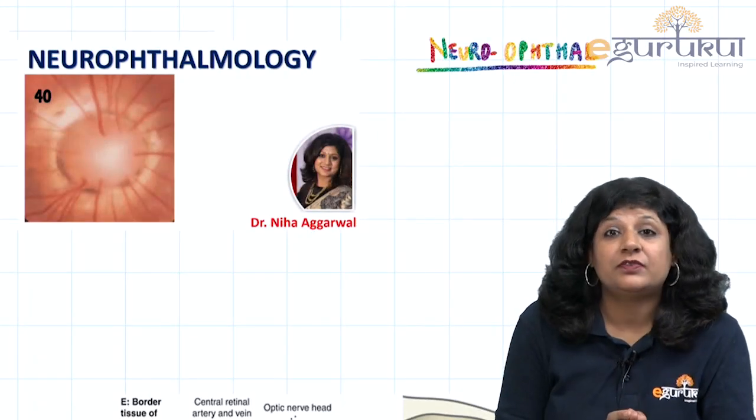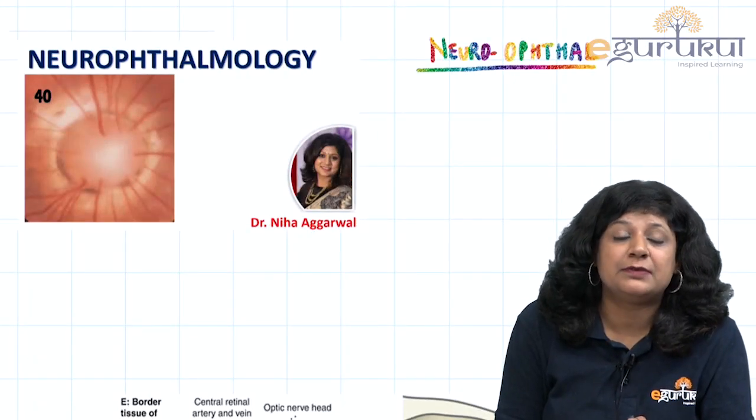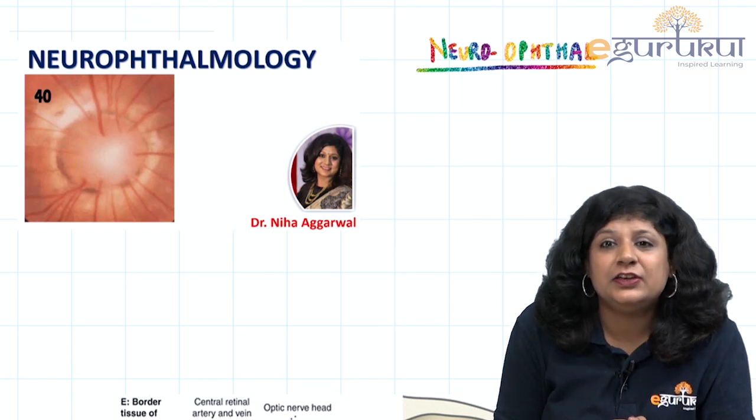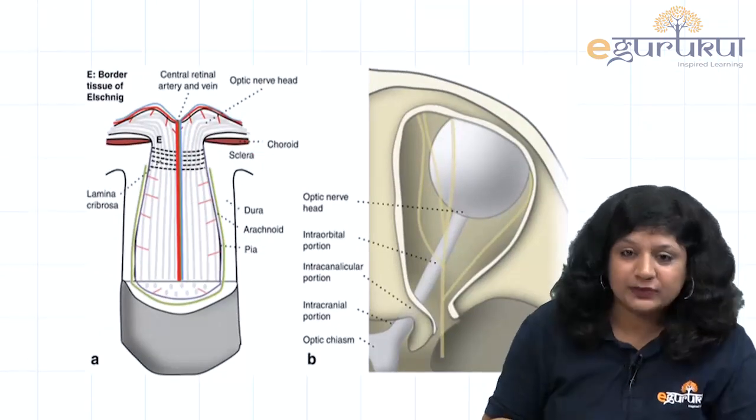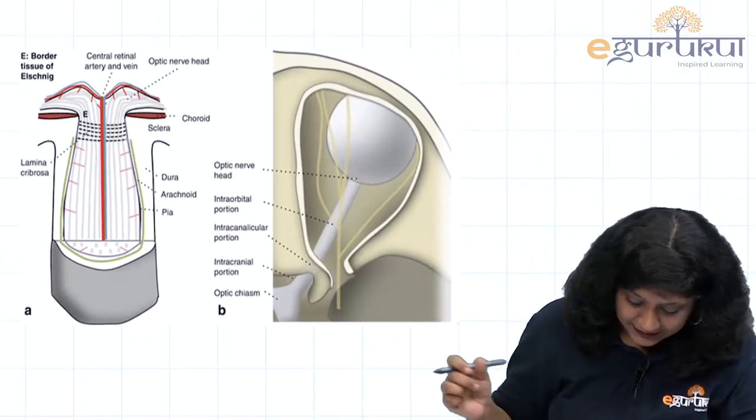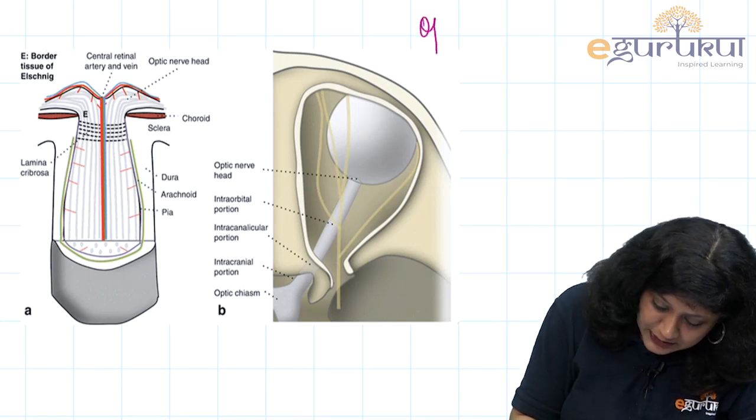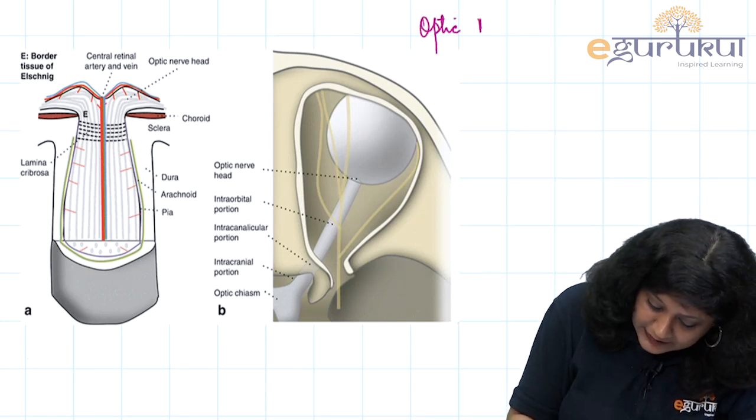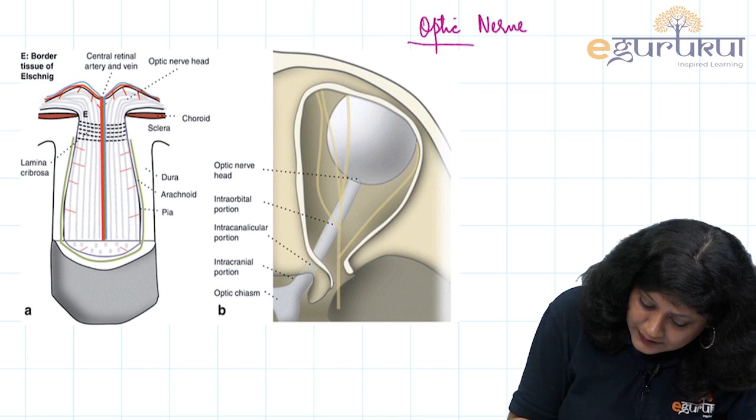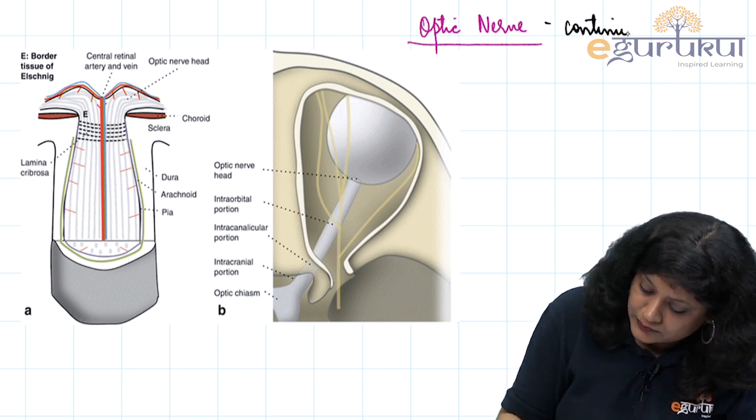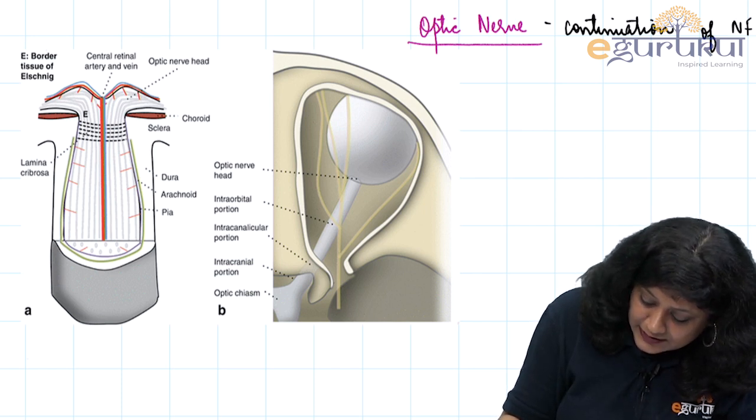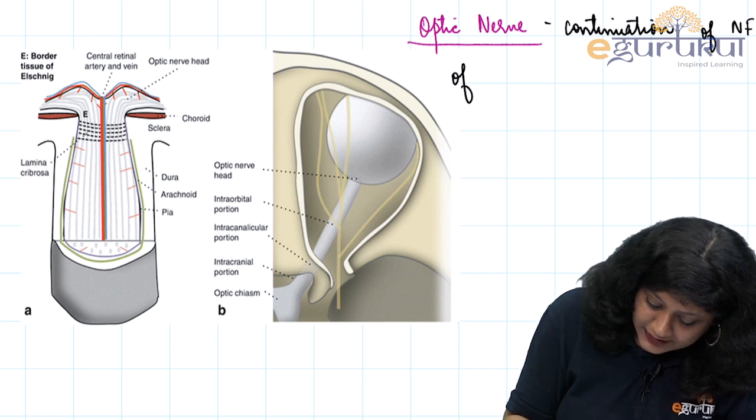In this section, we are going to see one of the important topics, and that is Neuro Ophthal. Now, as you know, Neuro Ophthal begins with the optic nerve. So, let's see about the optic nerve first. This optic nerve is the continuation of the nerve fiber layer of the retina.